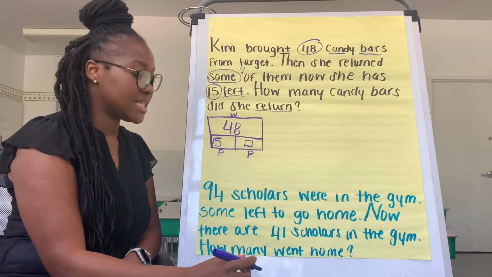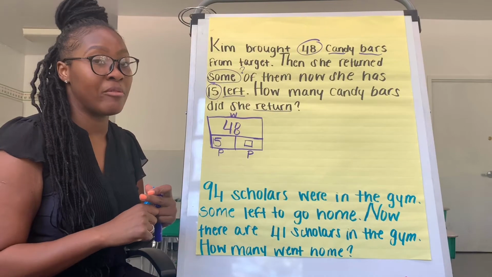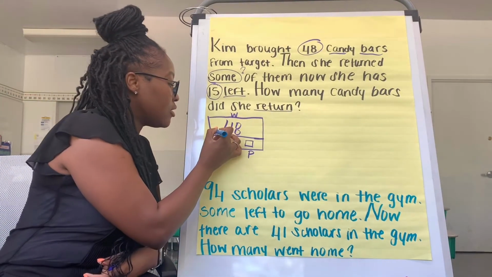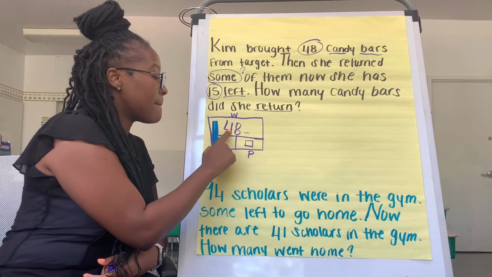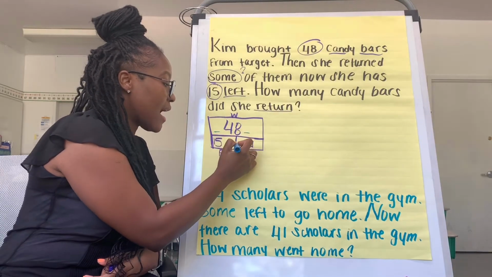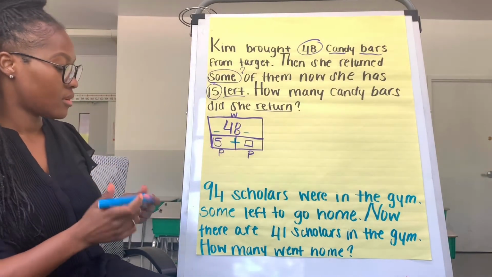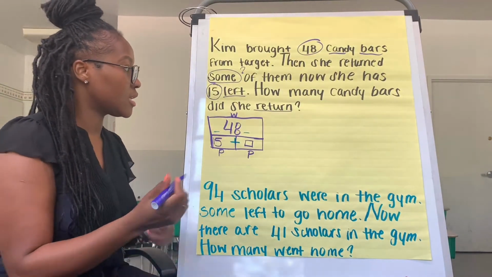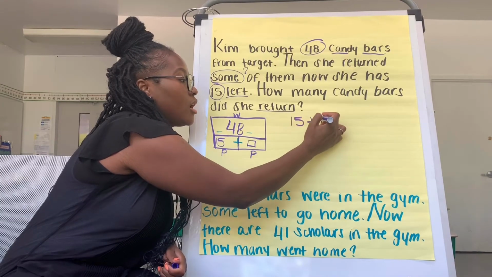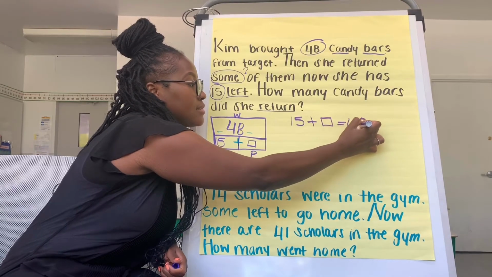Now let's do our number sentence together. But first, let me do my little trick that's going to help me make sure my number sentence matches my part-whole box and my story problem. I know that I can minus my whole from my parts, and I know I can add my parts together. So my number sentence will look like 15 plus the unknown part equals my whole, 48.